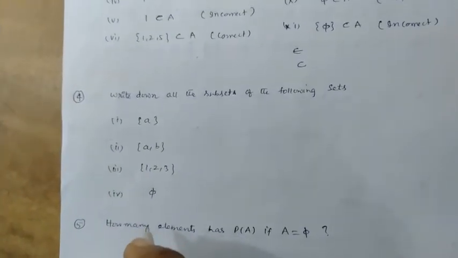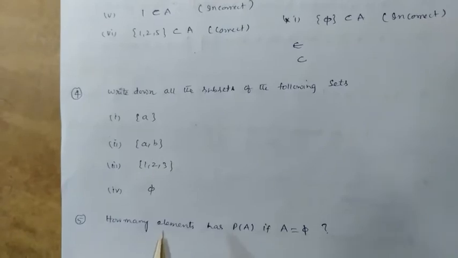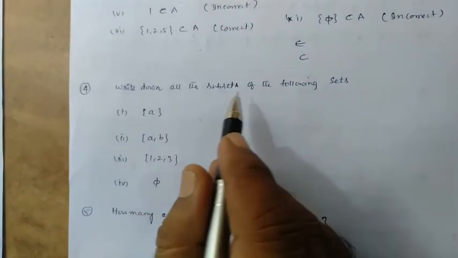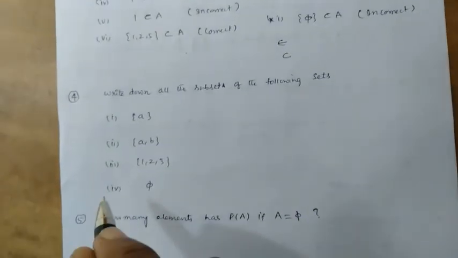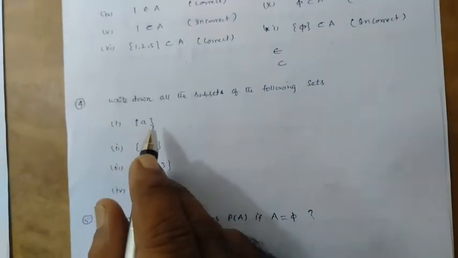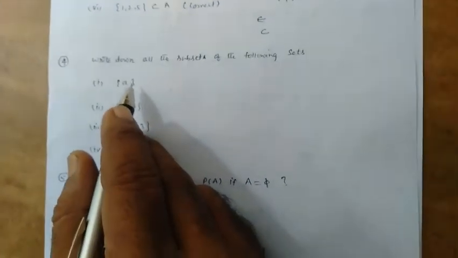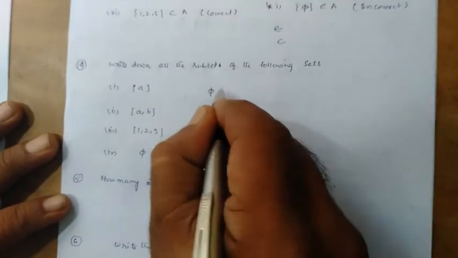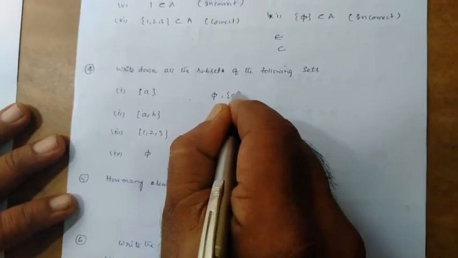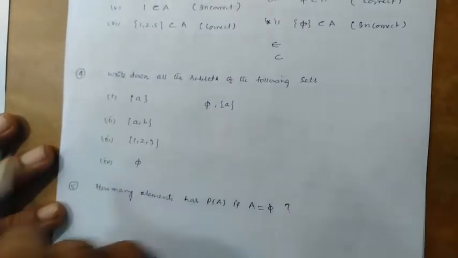Next one, coming to the fourth problem, write down all the subsets of the following sets. So here you have to write the subsets. Clearly it is singleton {a}. There exist only 2 subsets: one is the null set and the other one is singleton {a}.